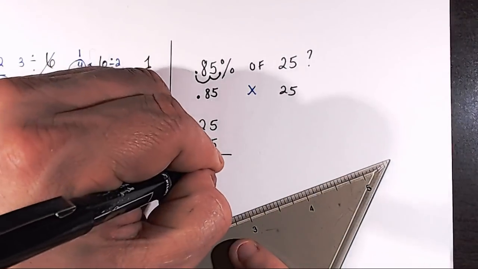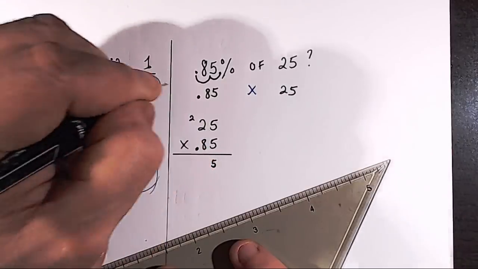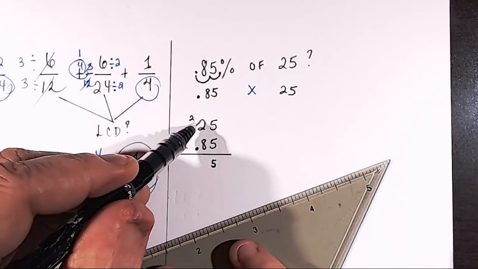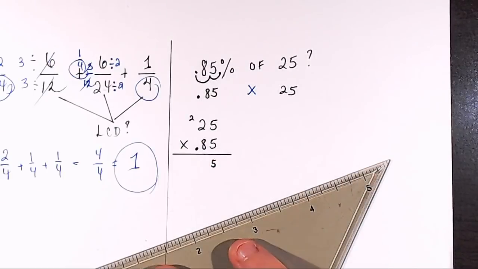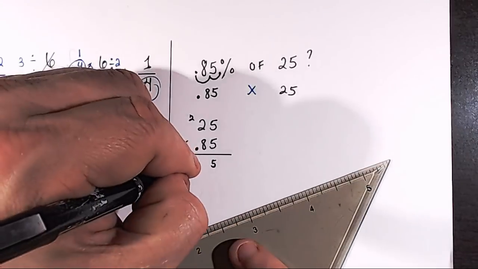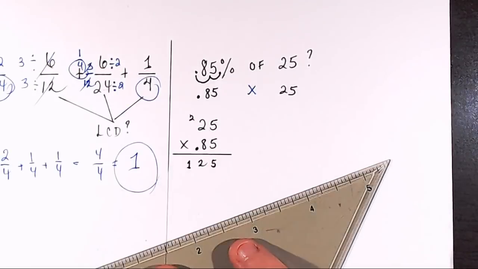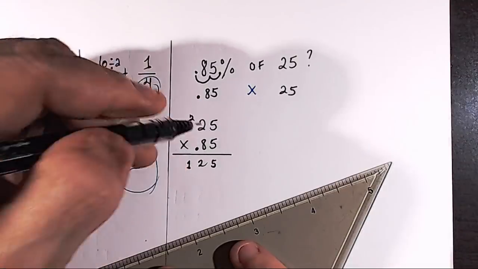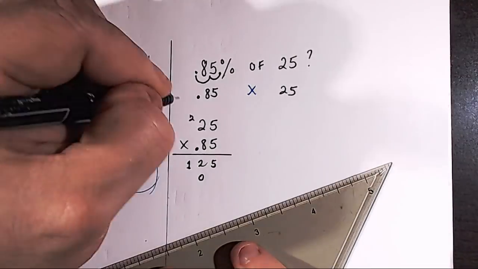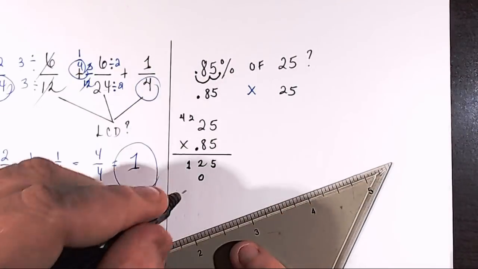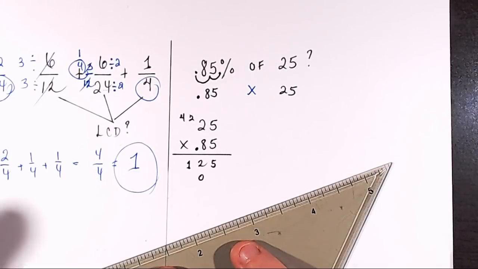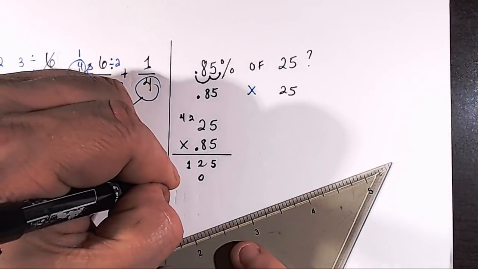5 times 5 is 25. Write the 5, carry the 2. 2 times 5 is 10, plus 2 is 12. Write 1, 2, 5. And now 5 times 8 is 40. Write the 0, carry the 4. 2 times 8 is 16, plus 4 is 20.